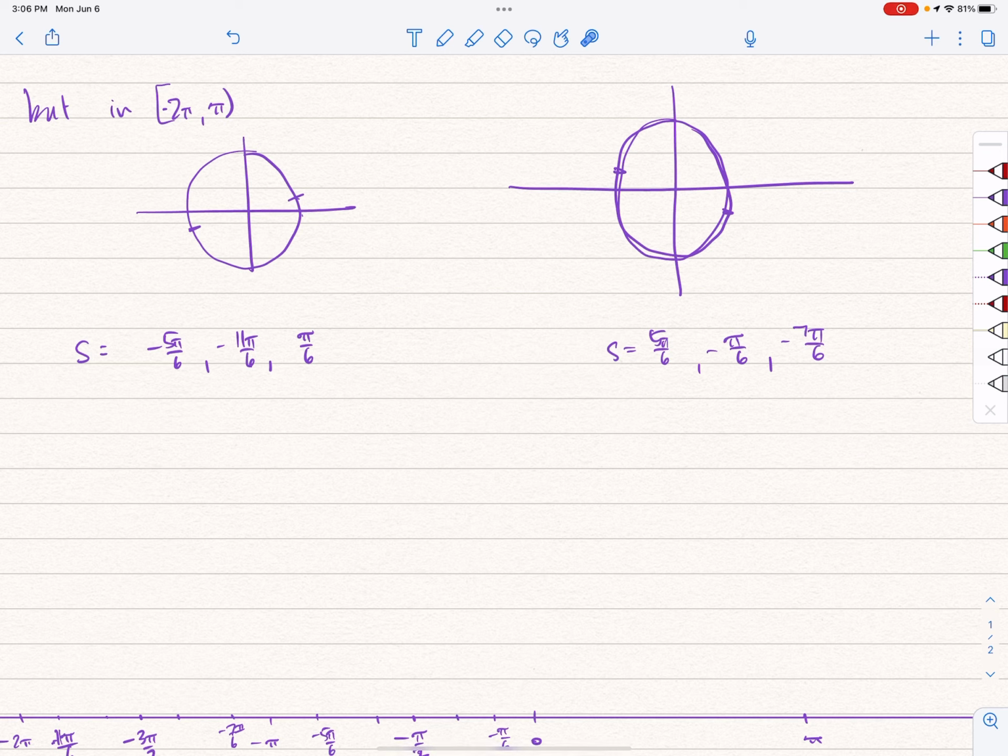Here's pi. If I go backwards, this is pi over 2. If I keep on going backwards, this is pi over 6. So pi over 6 is one of my solutions. This is 0. Well, now that I'm at 0, I'm going to start going negative. So this is going to be negative pi over 2, and this is going to be negative 5 pi over 6. So that's one of my solutions here, negative 5 pi over 6.